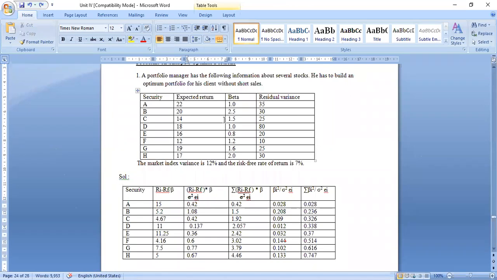So this is as per the formula. The values did not change here, but I took it as divided by beta, which is wrong. As per the formula, it is into beta divided by residual variance. And the same goes with this column also.